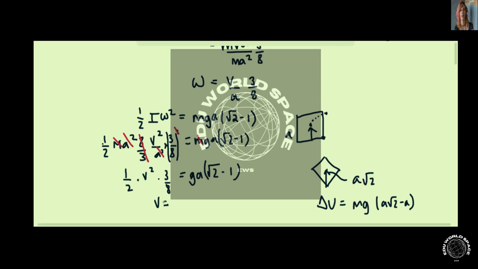And you got V is equal to the square root of, so that's 3 over 16, bring it over, 16 over 3 A G times the square root of 2 minus 1.